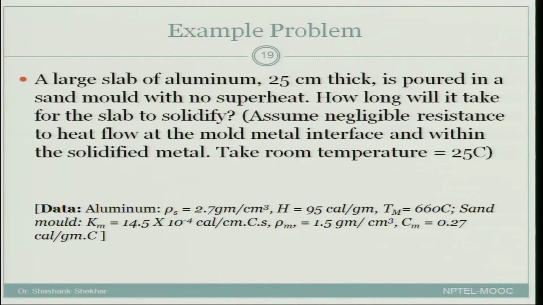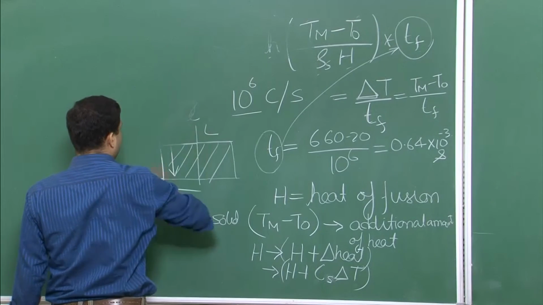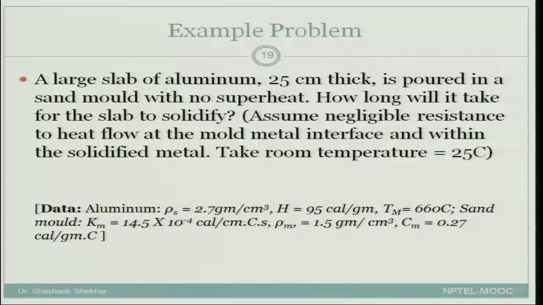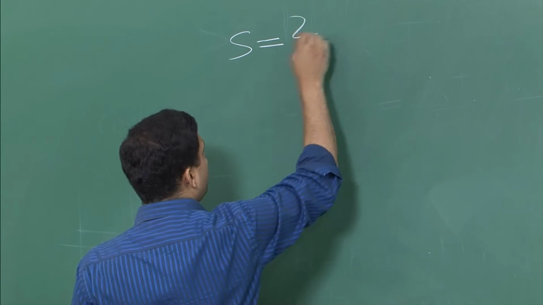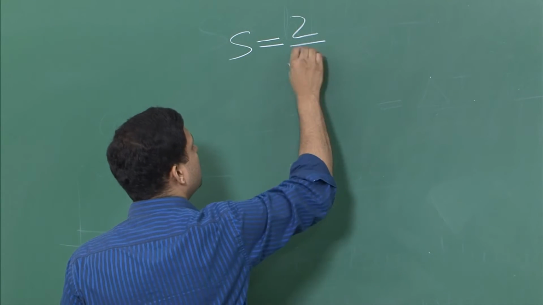So let us try to solve this problem. Again, this one does not involve much trick over here. This should be straightforward. So we have an aluminum slab, meaning to begin with it is in the liquid state, and since it is an insulating mold condition, let us first write down the equation we have.